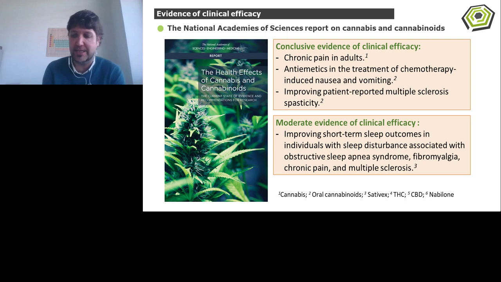65% of patients that take cannabis for therapeutic reasons do so for pain indications, normally chronic pain, and also for the ability to reduce the use of prescription opiates that they're normally taking for chronic conditions. There's also conclusive evidence for the effects of cannabis as an antiemetic for the treatment of chemotherapy-induced nausea and vomiting, and for improving patient-reported multiple sclerosis spasticity.